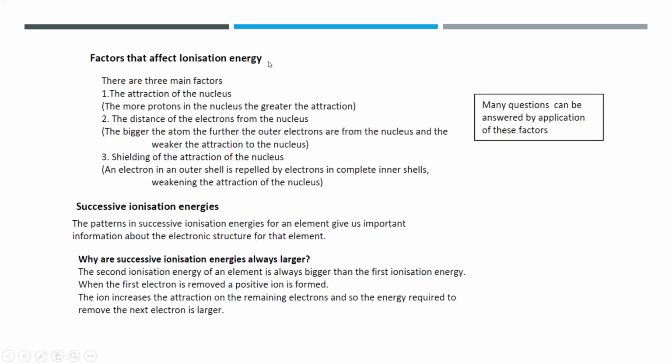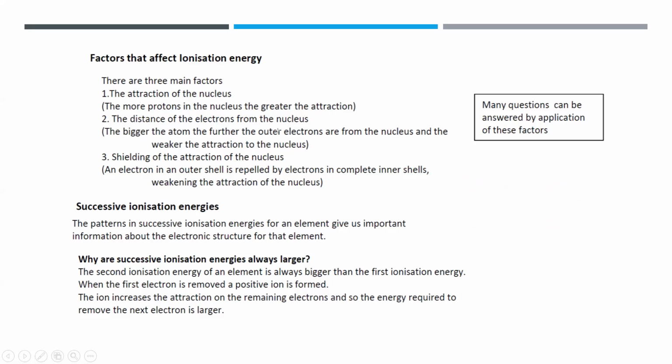Now, there are 3 main factors which can affect the ionization energy. Attraction of the nucleus: if there is a greater attraction, like more protons are there, it will have a higher ionization energy. Distance between the electron and the nucleus: if electrons are closer to the nucleus, it will have a higher ionization energy.